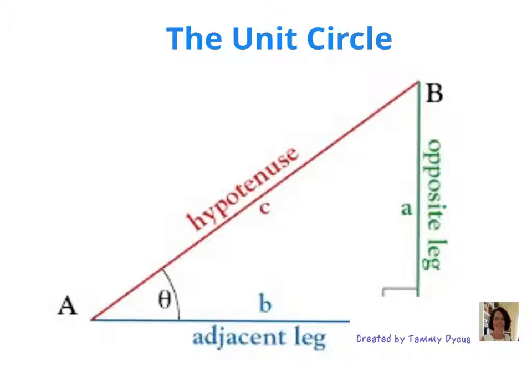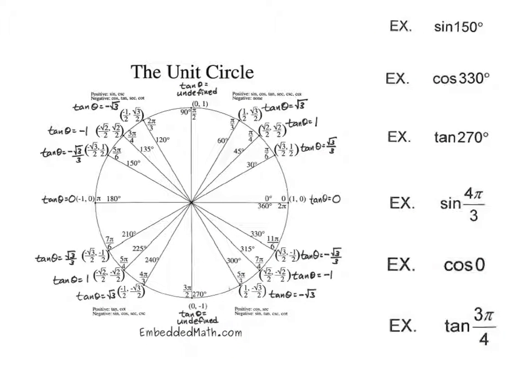The unit circle. The unit circle is a circle of radius 1 unit which lies on the x and y axis. The center of the circle is at the origin at 0, 0, and the circle is used as a quick reference to look up exact values for the sine, cosine, and tangent of common angles.